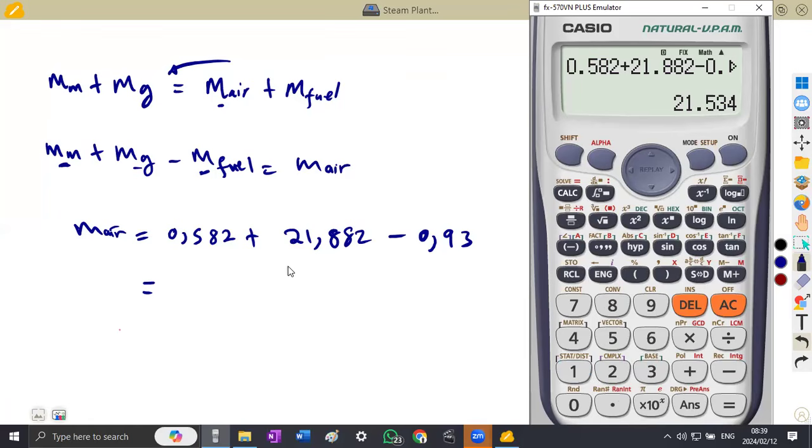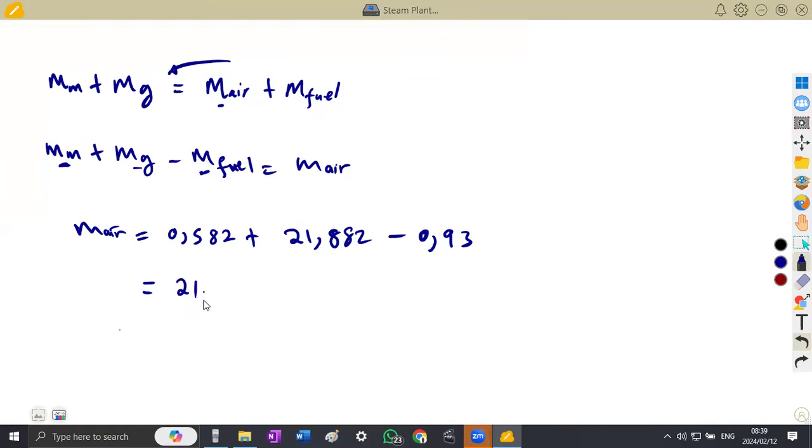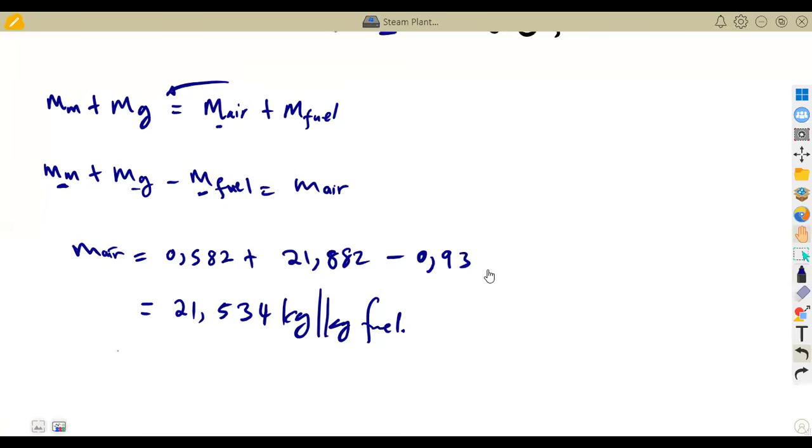So that's 21,534. So this is 21,534 kilograms per kilogram fuel. All right. So if we are to need this value, just hopefully we'll remember this. Let us just write it aside.